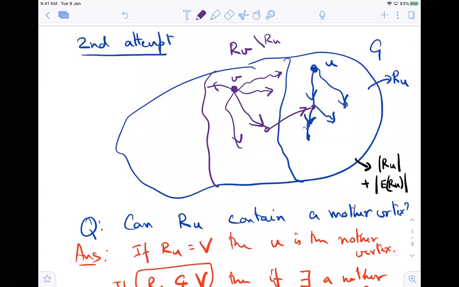So when constructing R of V, when we reach a point of R of U, we continue without taking that point. Right? We just think that that vertex is done. There is nothing after that. We think of it in DFS, right?